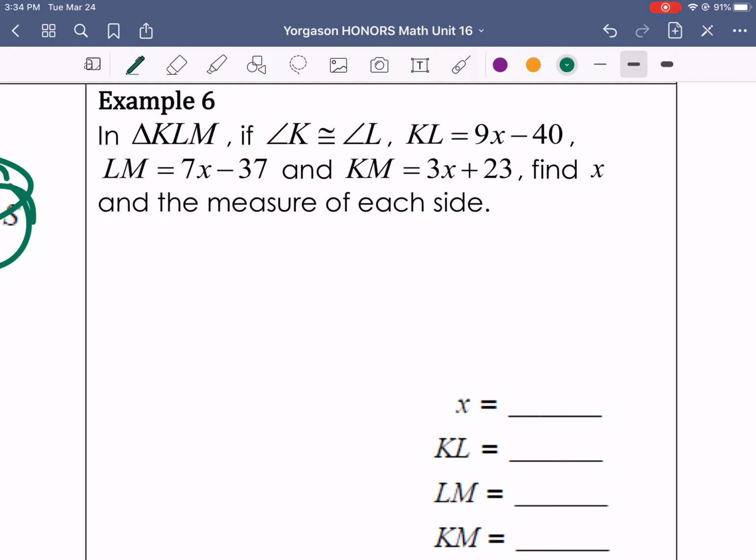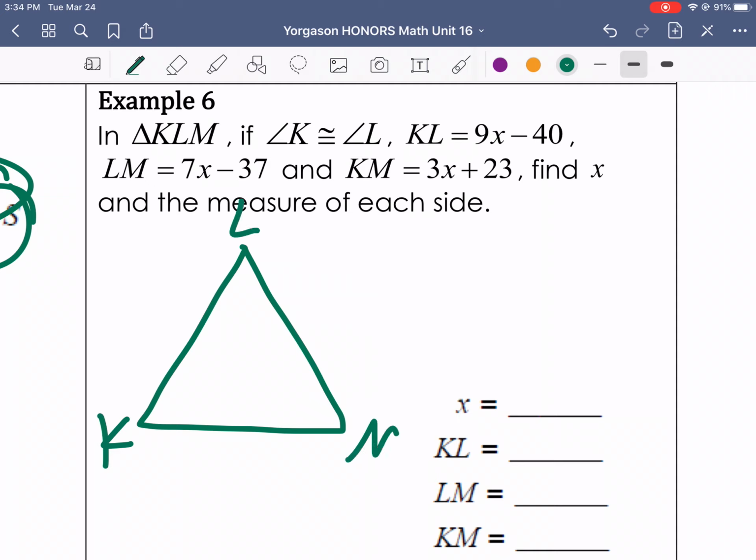Example 6, they're giving us words and we've got to use the information they're giving us to figure out how to do this. So in triangle KLM, I've got to create said triangle. I don't know anything about it, so my picture might not be accurate, but it'll help me. If angle K is congruent to angle L, aha, we have an isosceles triangle at least, right? If those two angles are congruent, then I know that the side lengths opposite, like this one and that one, are congruent. So I'm going to go ahead and make that mark right off the bat.